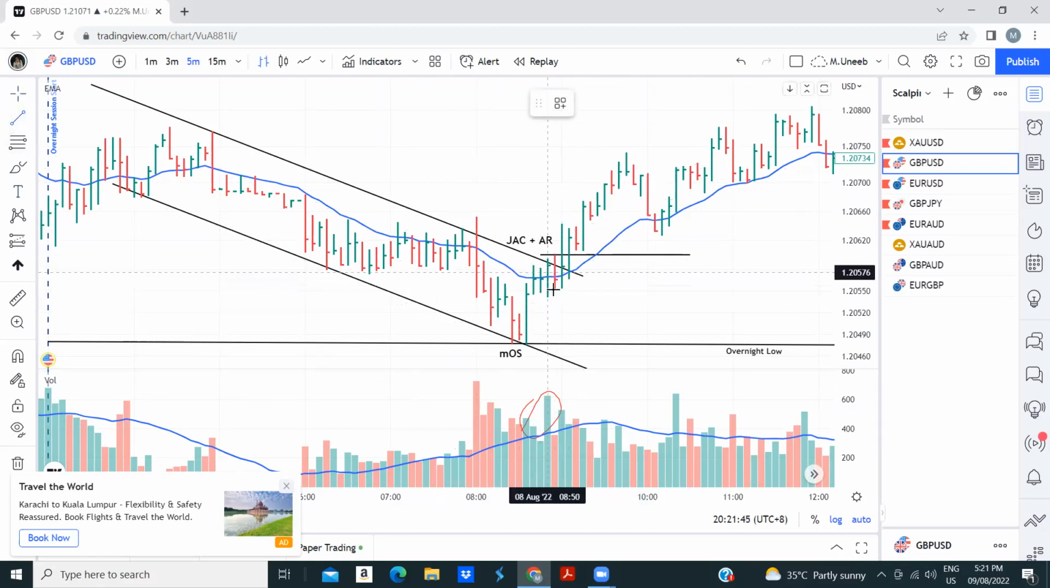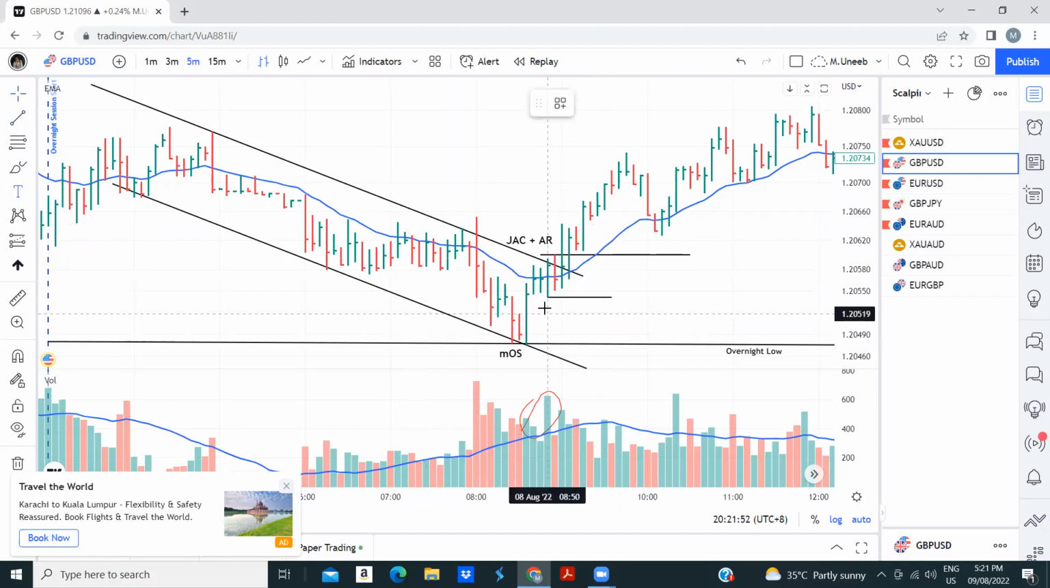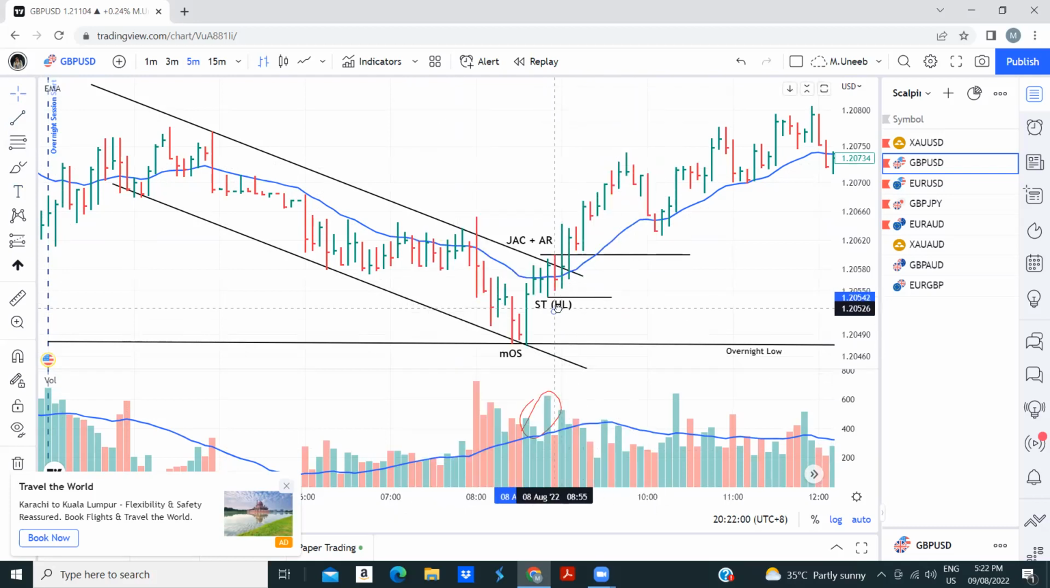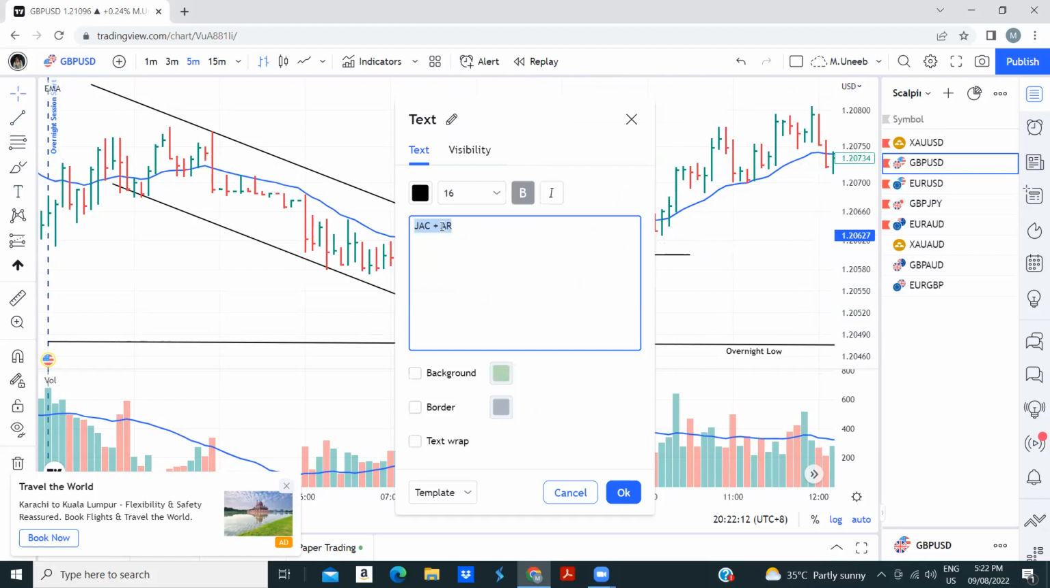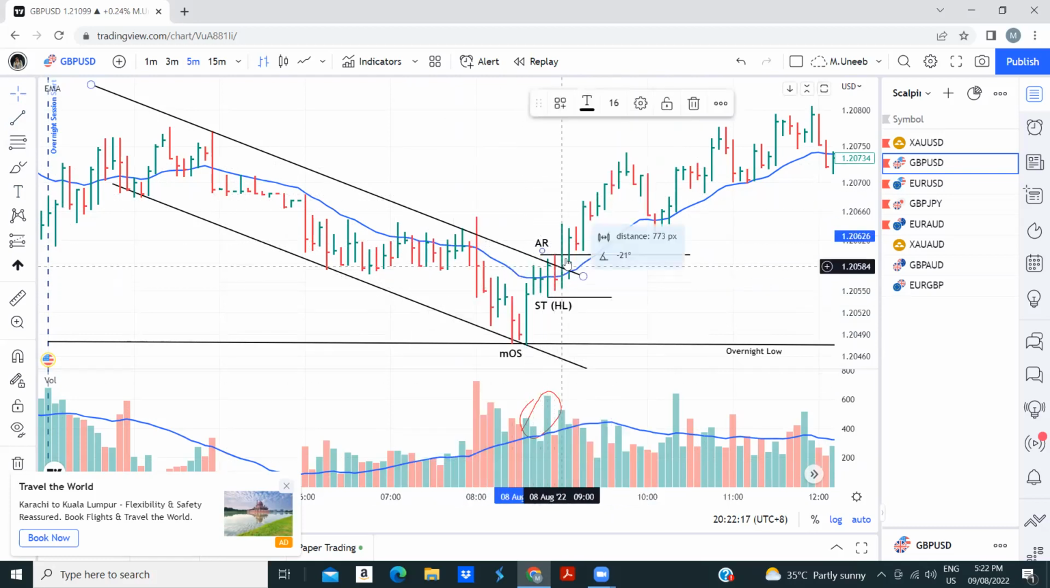Now, what do we see here? What does this one become? Secondary test, and the secondary test has a higher low. Am I right? Yeah. Okay. And then the price just crossed through this AR line as well. So let's call it AR for now. And as the price breaks through this line, okay.